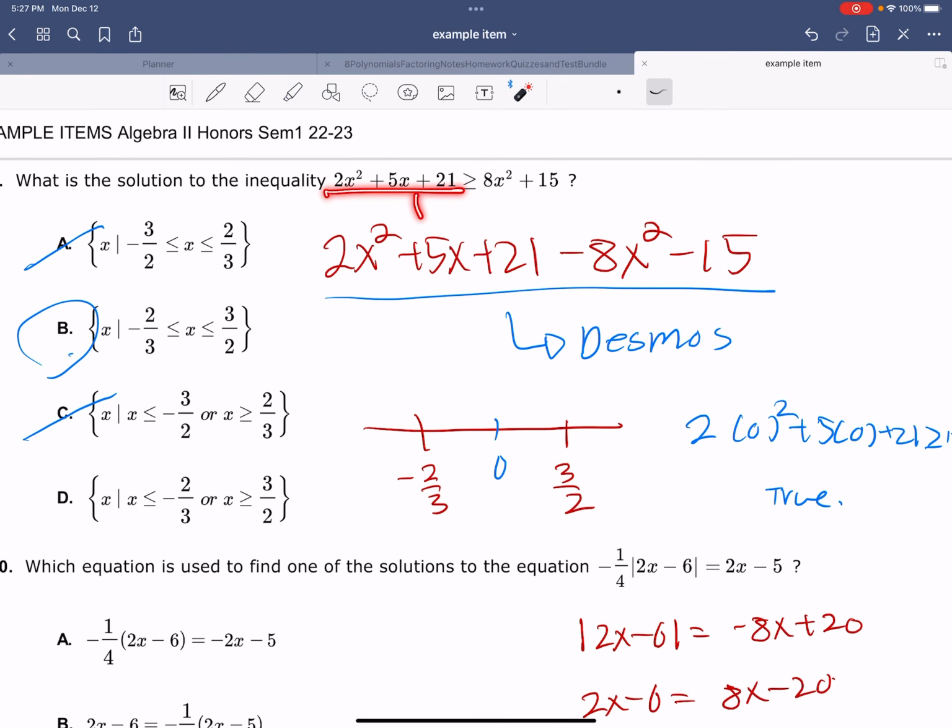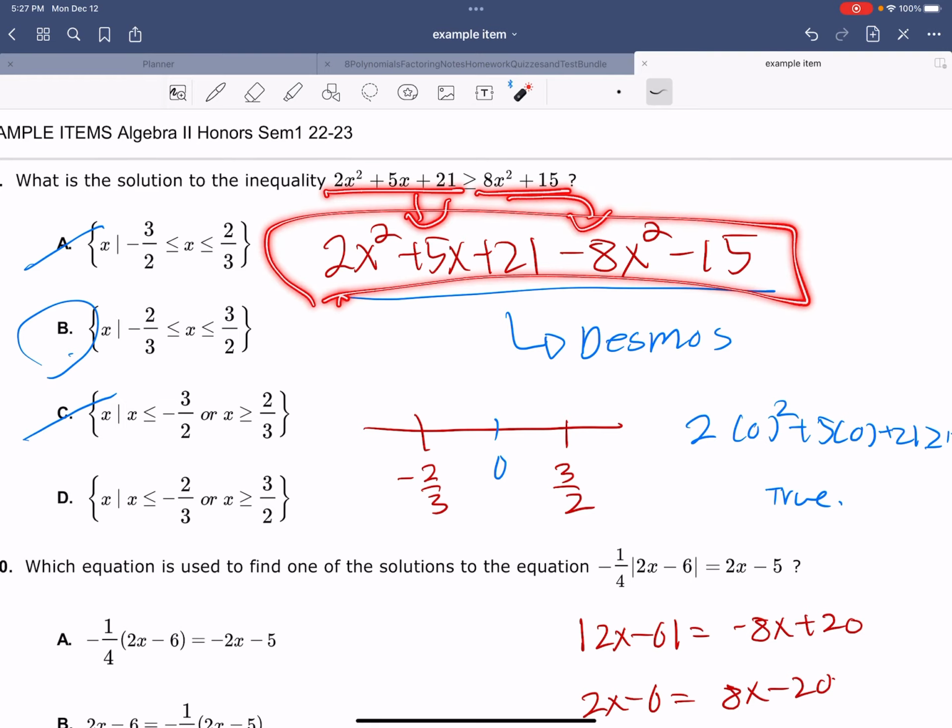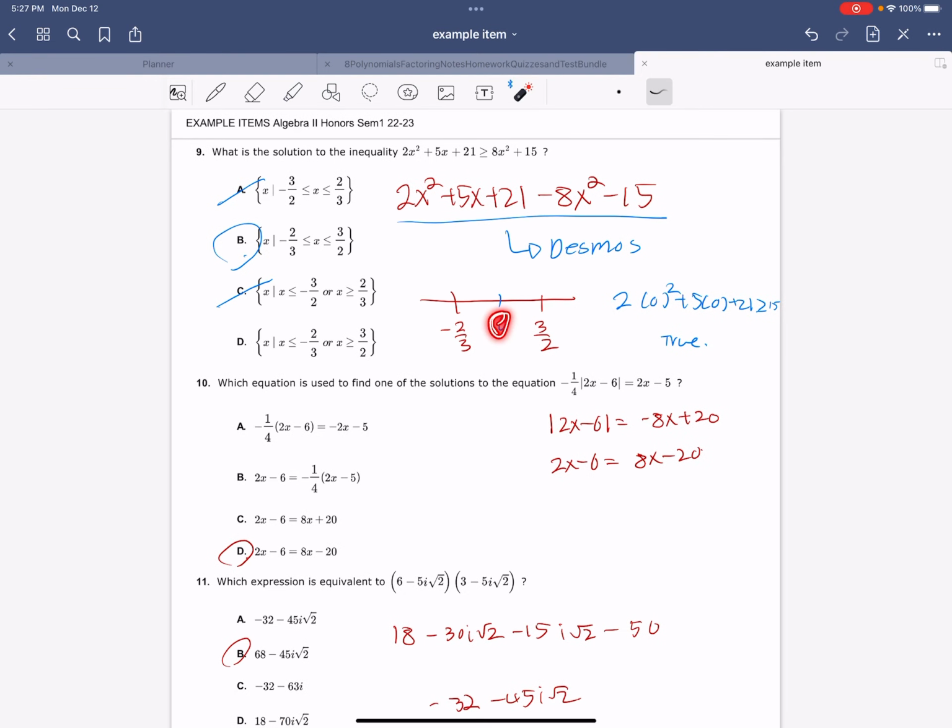You put this one into here and you flip the sign here and put this one into decimals. And you choose one number in between. But look at this, negative 2 over 3 and 3 over 2. Do you see these 2 as 3 over 2 here? So I'm going to cross these 2 out. So the answer is going to be either B or D.